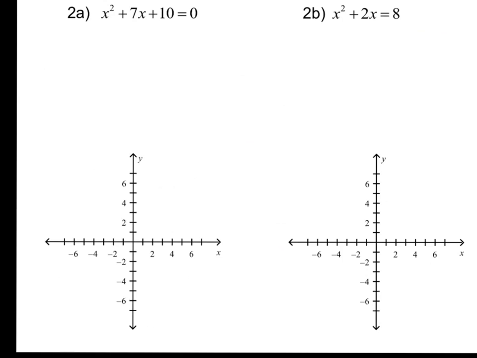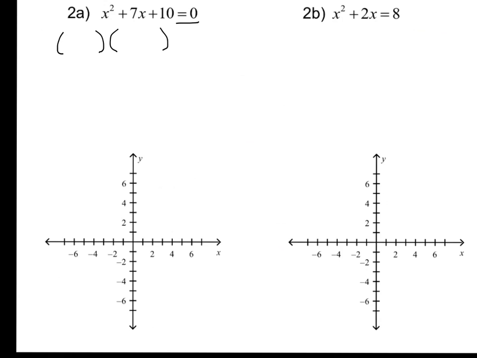So for these examples, we're going to do everything, including the factoring, by ourselves, and then we'll sketch a quick graph. We just have to make sure that the equations are set equal to 0 before we start. So this one's set equal to 0. We're good to go. We can factor it.